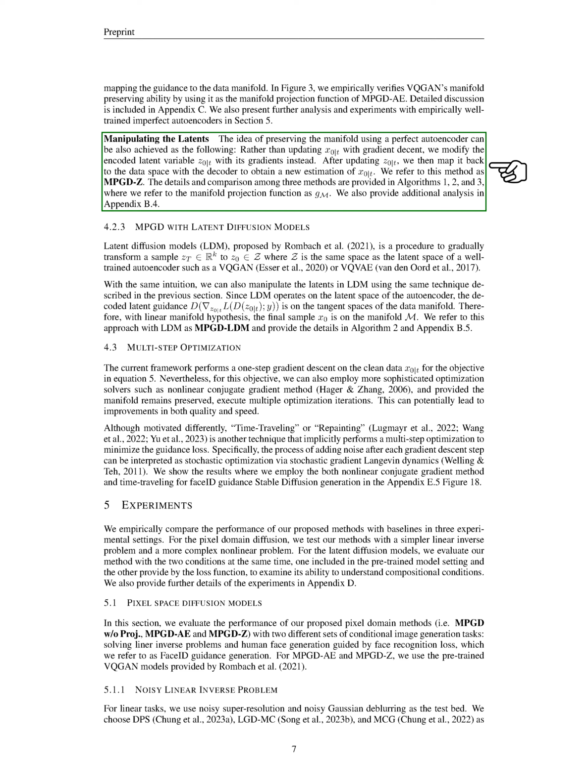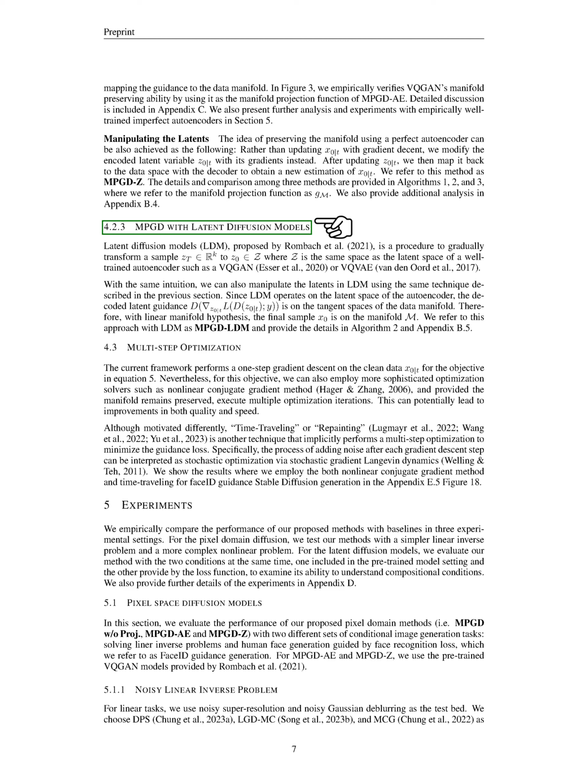We've detailed this method and compared it with two others in the algorithm section, where we refer to the manifold projection function as g_m. We've also included further analysis in the appendix. Now, let's talk about MPGD with latent diffusion models. Latent diffusion models, LDMs, as proposed by some researchers, is a process that gradually transforms a sample from z_t in a k-dimensional real space to z_0 in a space denoted as Z. This Z-space is the same as the latent space of a well-trained autoencoder like a VQGAN or VQVAE.